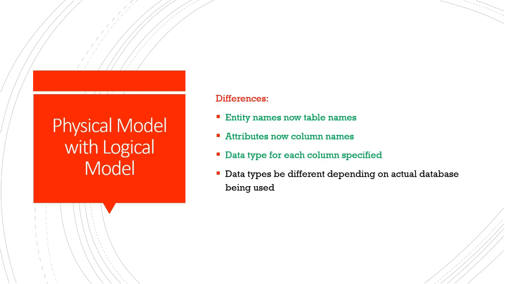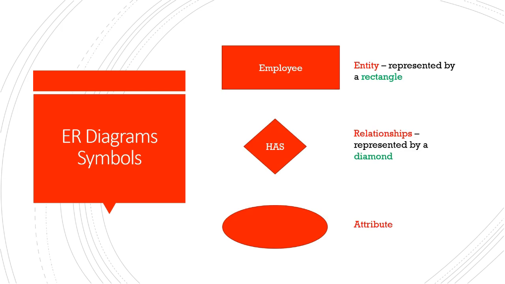The difference between the physical and the logical model is that these entity names are now table names, so they're no longer known as an entity, it's now a table. The attributes are now column names, so these attributes are now your columns, your data, and your data type for each column is also specified. Your data types will differ depending on the actual database being used, whether it's relational or flat file. But at this point it's probably going to be a relational database, because obviously relationships are specified.